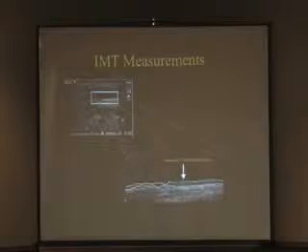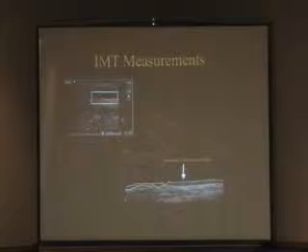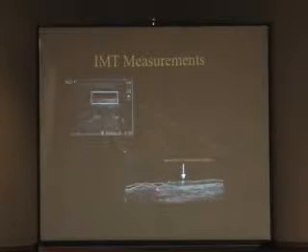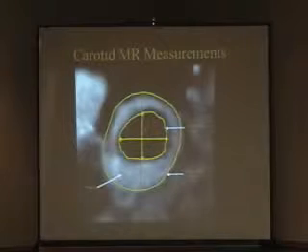One of the things that we have done is trying to look at the measurement obtained by intima media thickness and comparing this to what can be obtained with MRI. As you're very familiar with IMT, you can have automated edge detection and measuring the borders of the wall from the intima to the media.